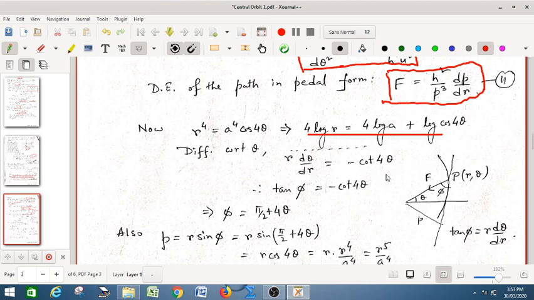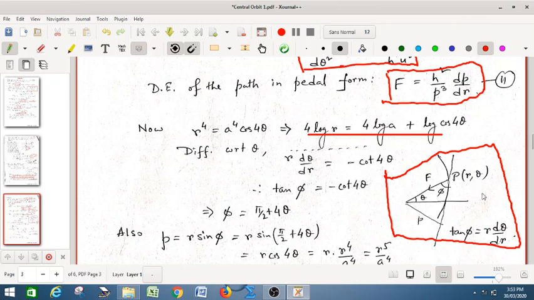This is the diagram. Again we have to draw the diagram. So P is the position of the particle. You know that small p is the perpendicular on the tangent from O, and a well known relation is tan phi is equal to r d theta by dr. So we can write tan phi is equal to minus cot 4 theta. So the value of phi can be found out. Phi is equal to pi by 2 plus 4 theta.